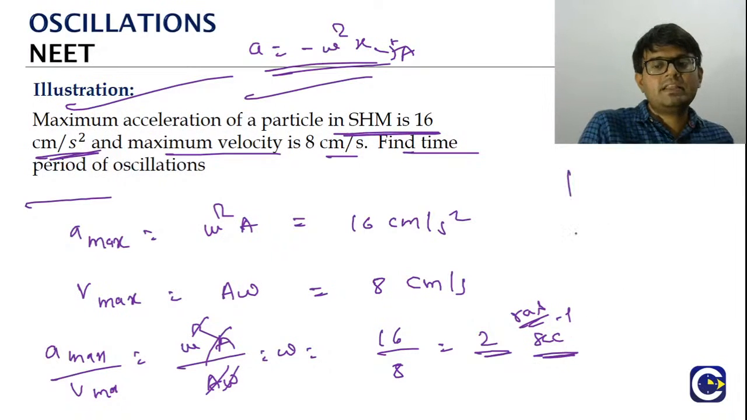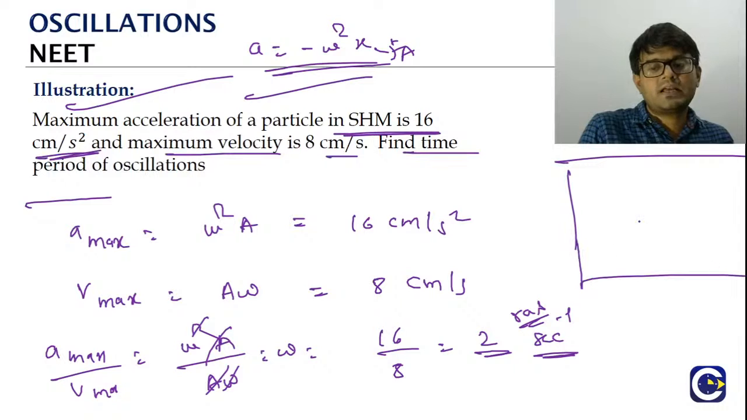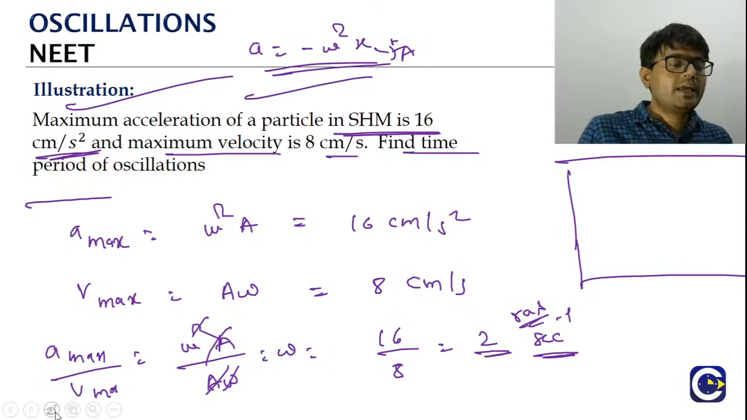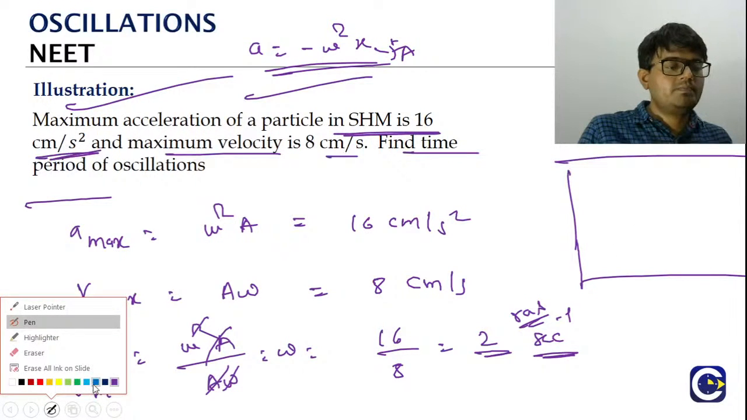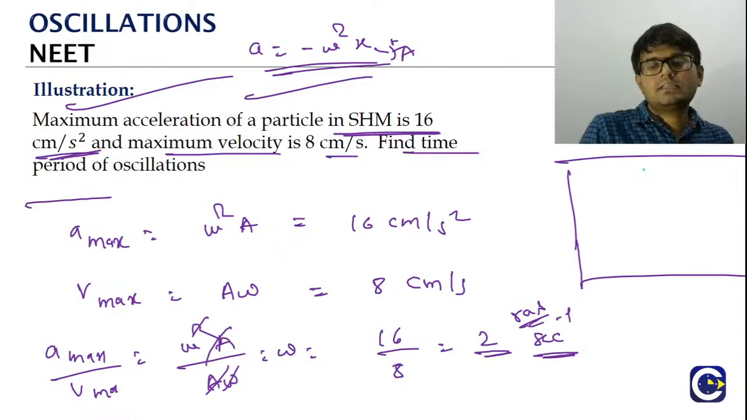But finally, what do we need? We should know what the period is, right? So look, what is the period value? 2 pi by omega, right? So what do we need? The period, isn't it? So what is the time period value? It is 2 pi by omega. So what is it? 2 pi by omega, with the 2 cancelling.